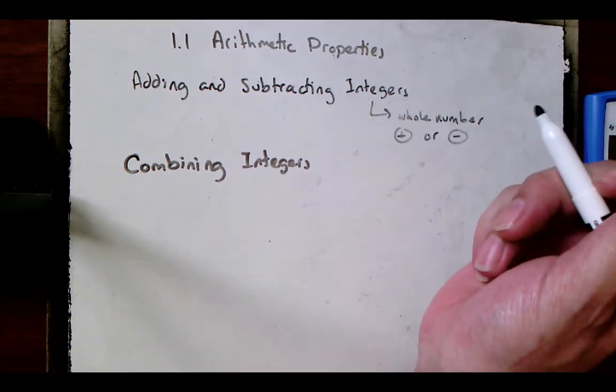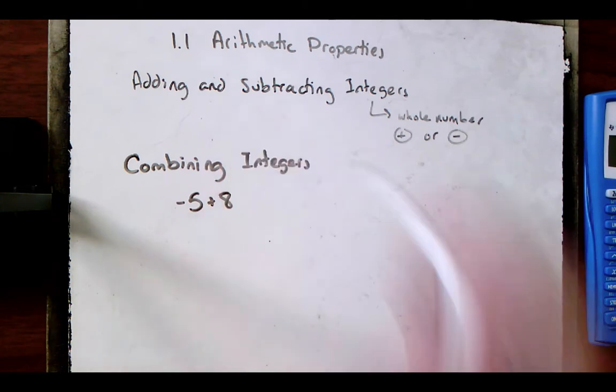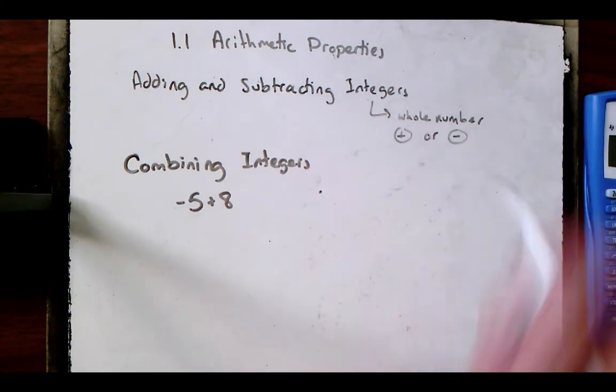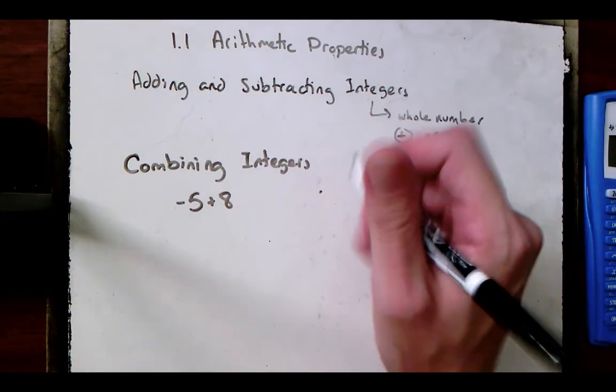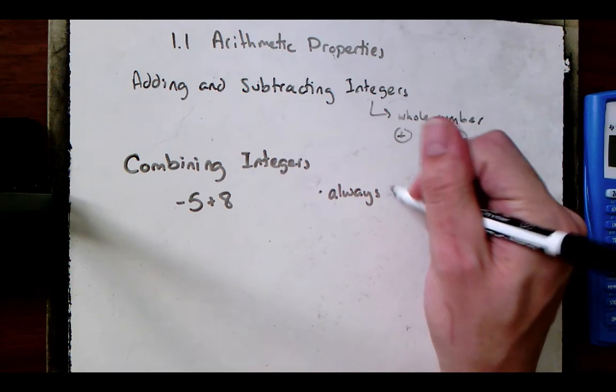So the example that I want to do is, suppose I had something like -5 plus 8, for example, and I wanted to combine these values together. Our rules for combining integers I'm going to put over here on the side. Our first rule is always trust the sign to the left of a number.